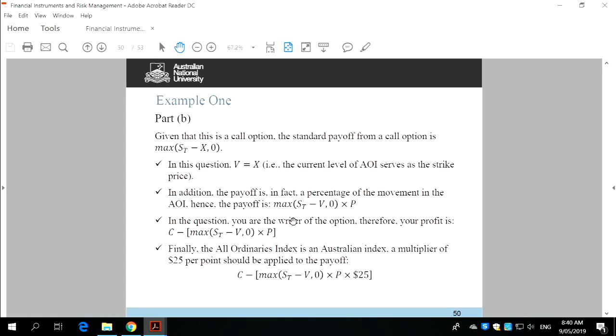Okay? Because we are the writer of the option, we have to pay out that much. So there's a negative sign in front of that payoff. And as the writer of the option, we also get the option premium, C. So that's the premium you receive up front. So that's what you receive minus what you paid out. Okay? And remember, this is the option written on the index. So remember to multiply the $25 multiplier on this payoff. So that's C minus this whole equation here.